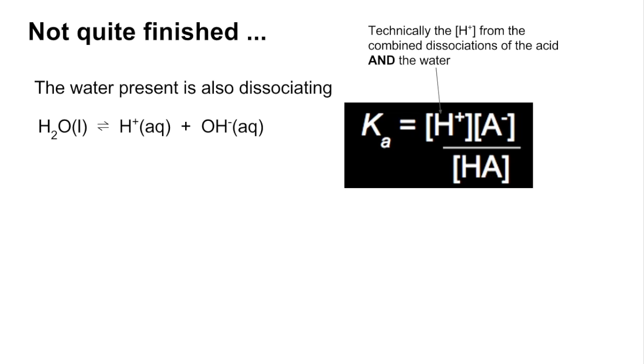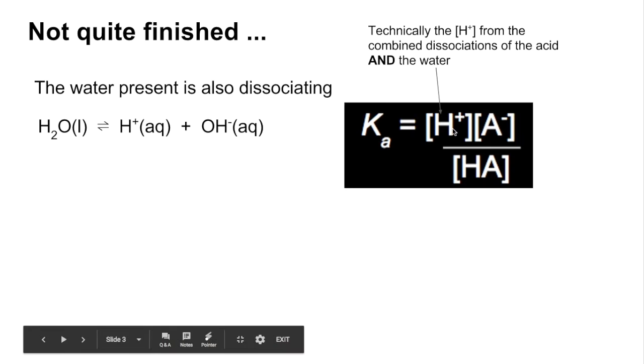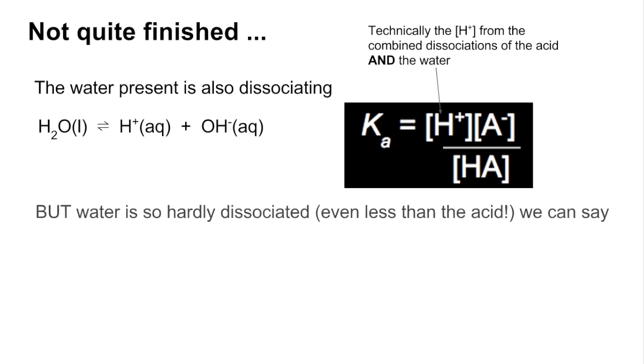So remember, the acid dissociates into its ions, H plus and A minus, and the water dissociates into its ions, H plus and OH minus. So this H plus concentration here is coming from both of those. But what we've got to bear in mind is the water is so hardly dissociated, way less than the acid, we're allowed to make the approximation that the H plus concentration at equilibrium is the same as the H plus concentration of the acid only. So we're ignoring the tiny amount of H plus ions coming from the dissociation of water.